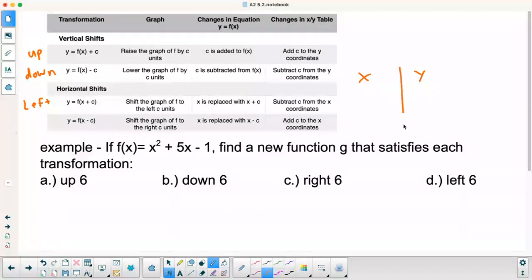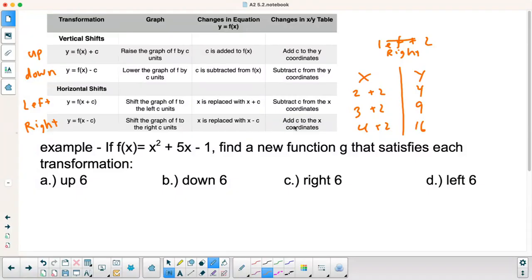If I have an XY table here, I'll use the same numbers, 2, 3, 4 and 4, 9, 16. Let's say I want to go left 2. It's still what you think: you subtract 2 from x because all your x's are moving left 2. It's just that with the function, you replace x with x plus c. And same thing with right. It's x minus c, but in the table you'd add to the x coordinates. So if I change that to right 2, you'd add 2 to all the x coordinates. But if you had a function, you'd have to replace x with x minus 2.